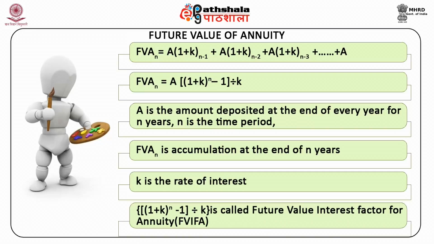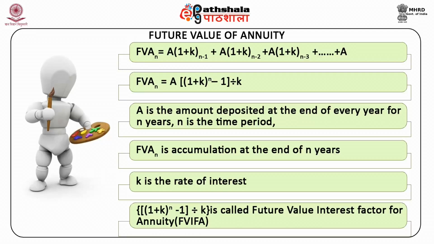(1 plus k) raised to power n minus 1 divided by k is called the future value interest factor for annuity, in short, FVIFA. And it says the accumulation of rupee 1 invested at the end of every year for n period of time at the rate of interest k. Thus, we just need to multiply the annuity amount by the appropriate FVIFA value to determine the accumulation.